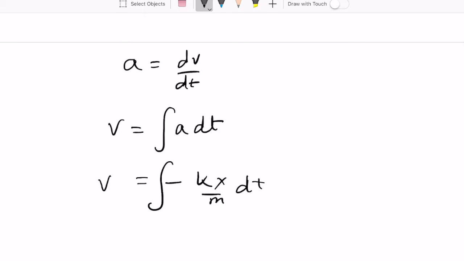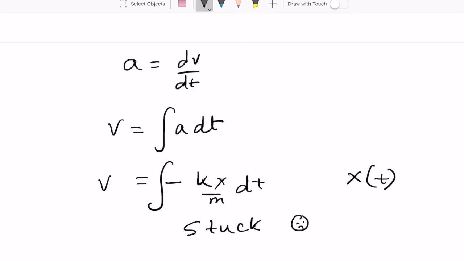We now have a problem. What is the problem? See if you can figure it out before you hear me say it. The problem is that we have a variable mismatch. We are integrating with respect to time, but we have an x here, right? So unless somebody provides x as a function of time, we cannot really go any further here. So at this point, we are stuck again. The first time we were stuck was when we tried to use kinematics and realized that we can't use it. So we are stuck now.